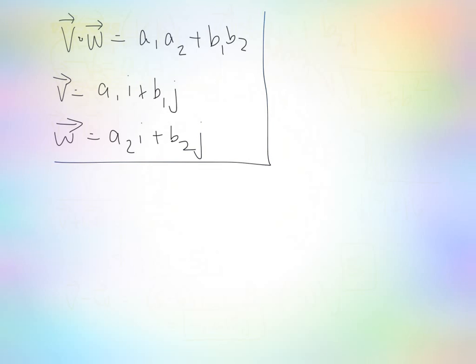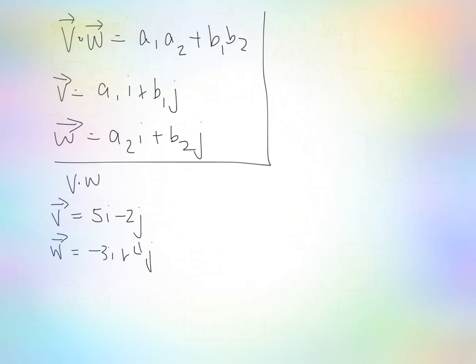So let's block this off. Say that we wanted to find the dot product of v and w. Let's make vector v be 5i minus 2j, and vector w can be negative 3i plus 4j.